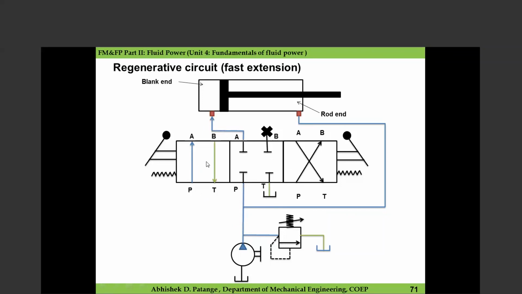Now if you want to achieve the extension, I will use this hand lever so that this switching position will come into picture. If I want to achieve the retraction, I will press this hand lever, and this switching position will come into picture. If I release either of these two hand levers, because of these two springs, the valve will automatically come into the neutral position, or the second envelope or second position. So this is the circuit, this is the construction.